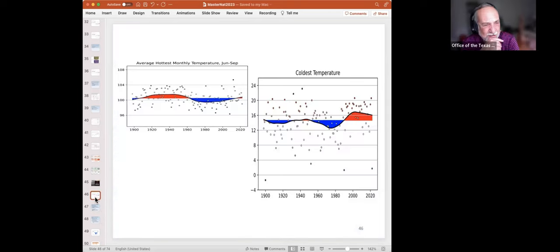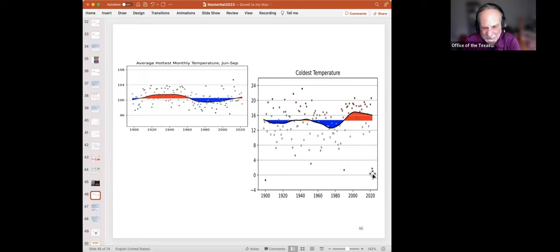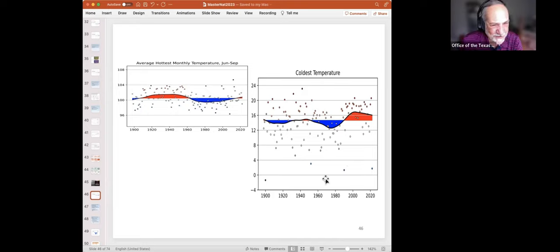So we saw versions of this graph before, the average hottest temperature in the hot months of the year and the coldest temperature of the year. I'll highlight a couple of the extreme years. 2011 is this dot up here, and 2021 is this dot down here. Now the difference between what I showed you earlier is I've expanded the scale so that the increment in temperature is the same in both of these plots.